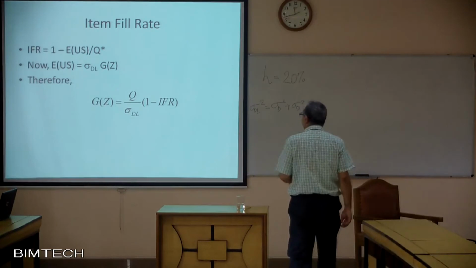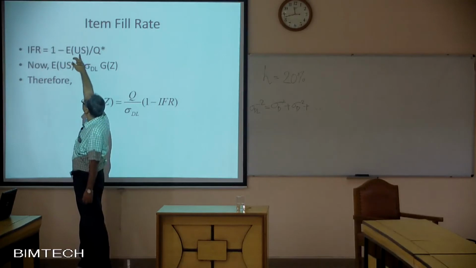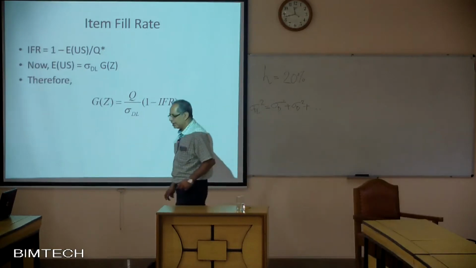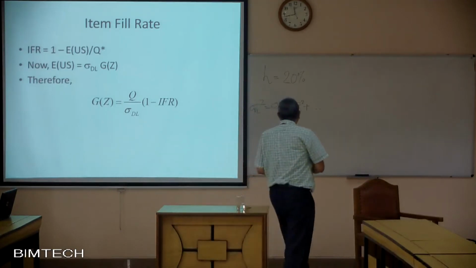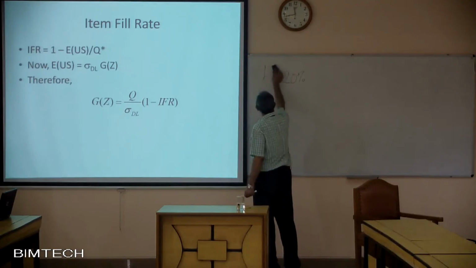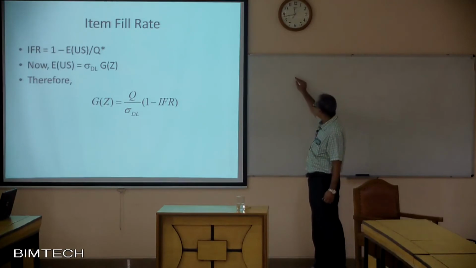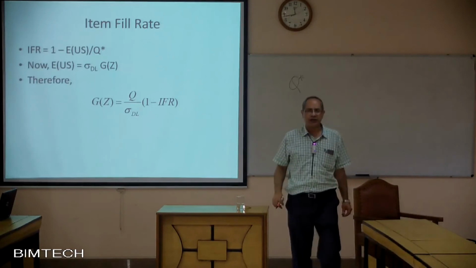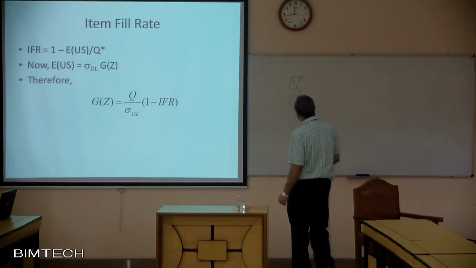So we are saying item fill rate is equal to 1 minus expected units short upon Q star. Now let me explain this a little bit. Why are we saying this? How do we get this? What is the average demand during a cycle? We have seen that the average demand during the cycle is Q star. Let's look at it as a continuous review policy right now. So the average demand is Q star during a cycle.